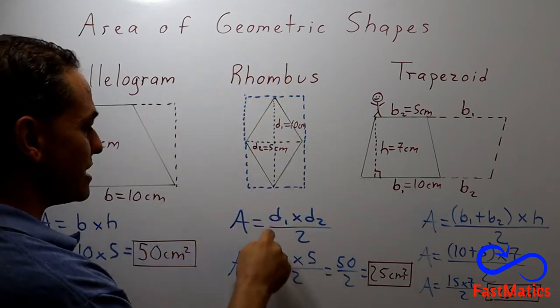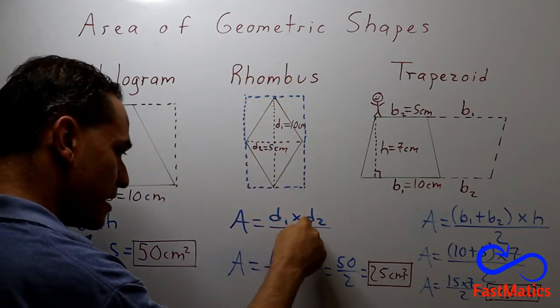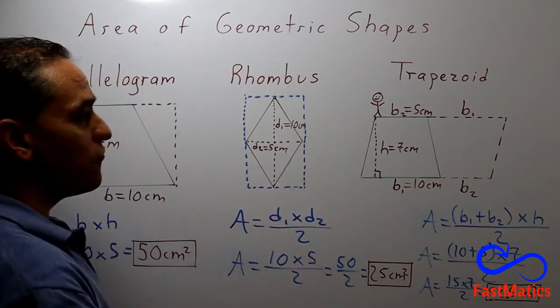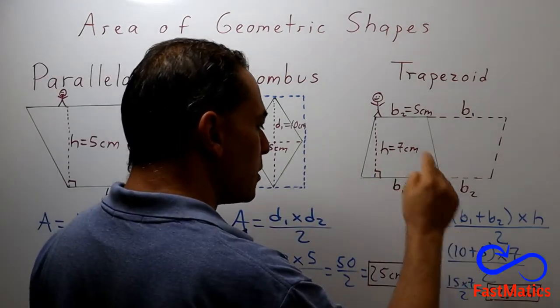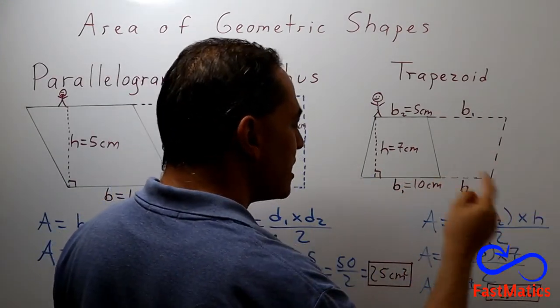So please remember, for a parallelogram, base times height. For a rhombus, diagonal 1 times diagonal 2 divided by 2. For a trapezoid, base 1 plus base 2 times height divided by 2.